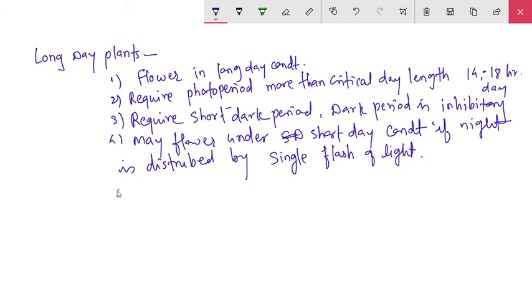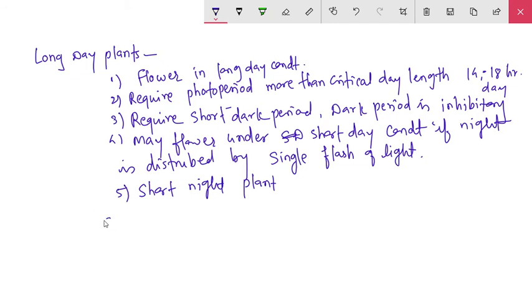Okay, these plants they required long day condition and the short night condition, therefore they are also known as short night plants. Long night period inhibits the flowering in the long day plant.